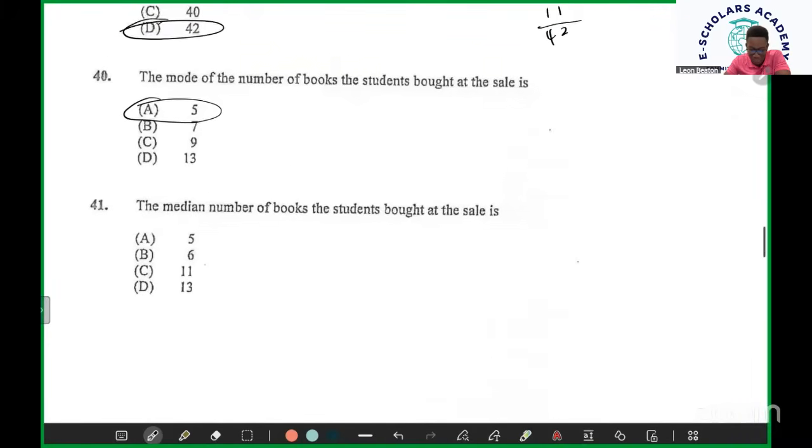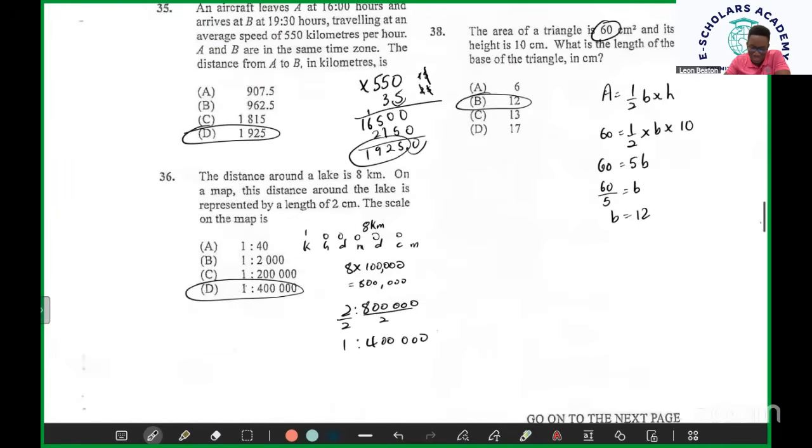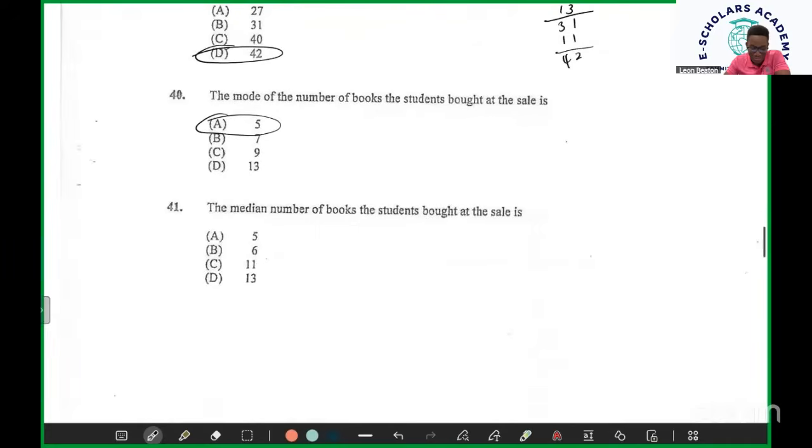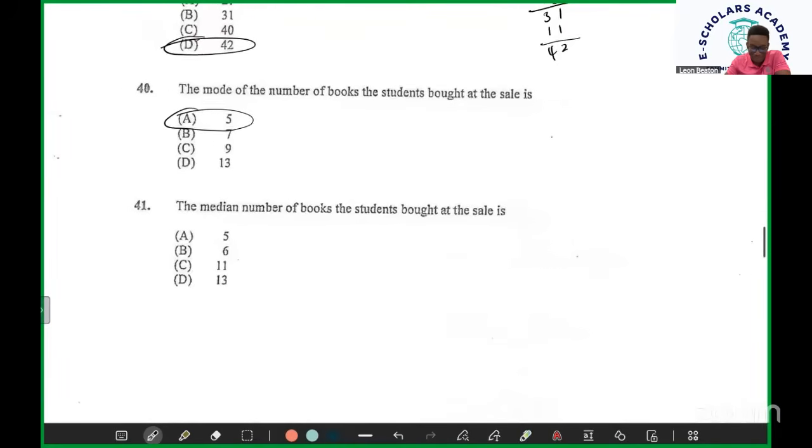Median number of books bought at the sale. Wait, what am I doing? I thought this was supposed to stop. All right, let me roll. We roll in business as usual. We can do measurement and statistics. We can do it 2 at a time.